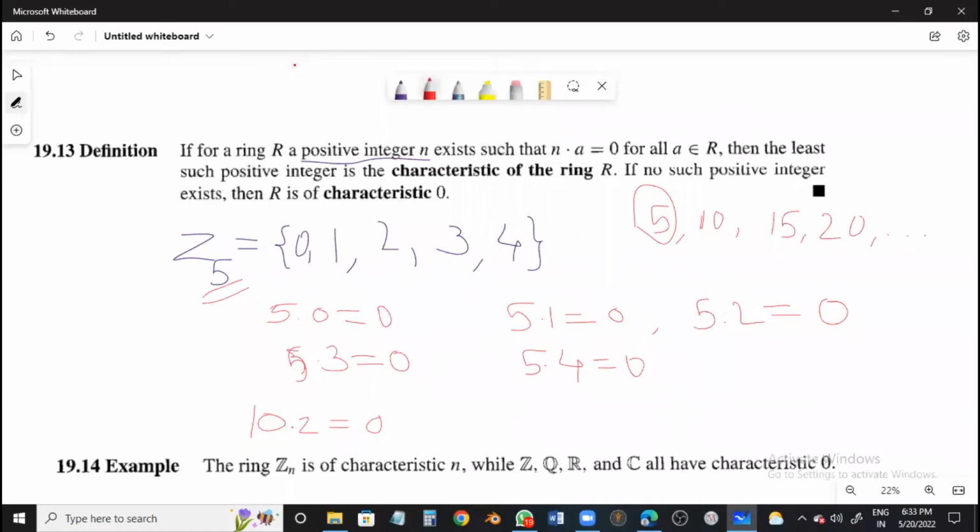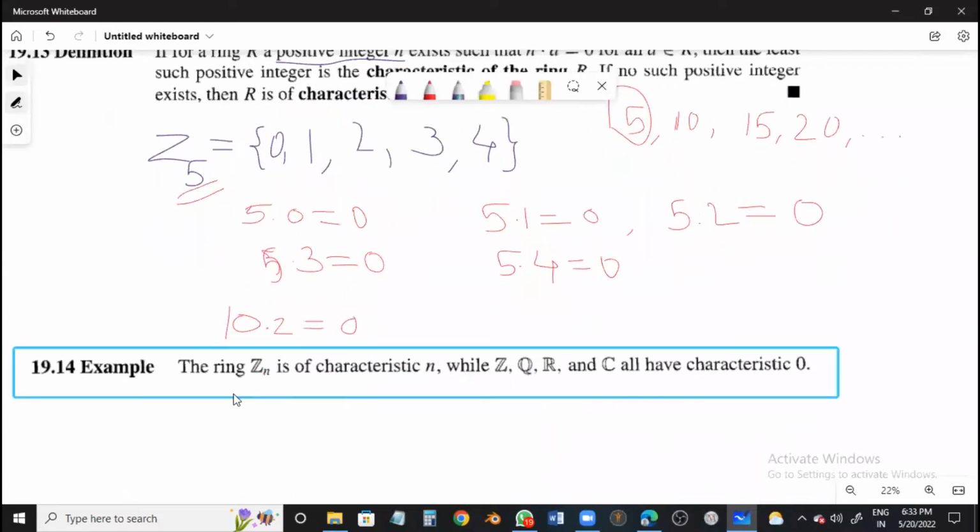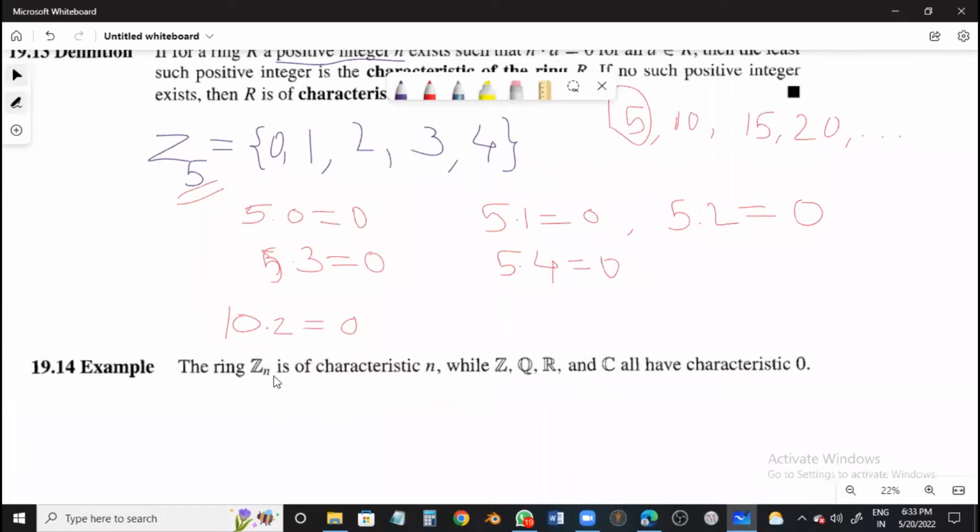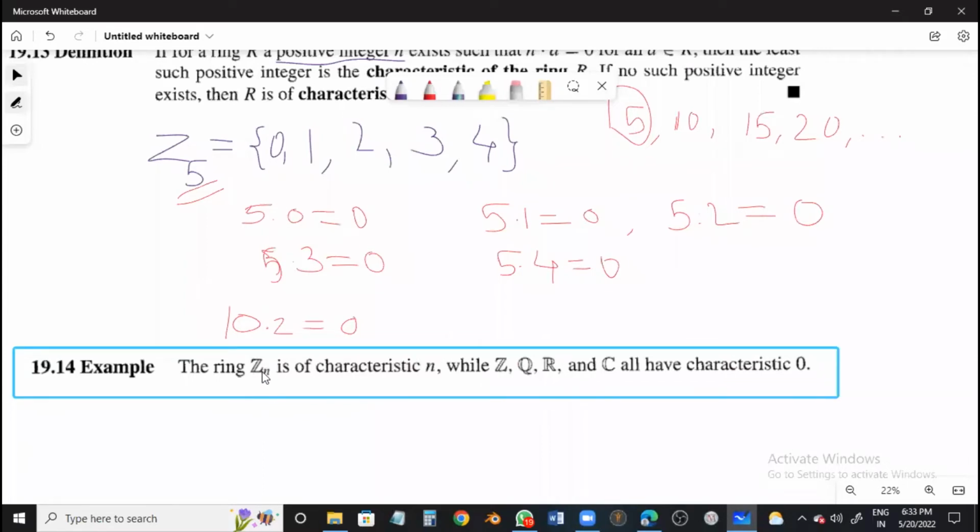Okay. Now I would like to go next. The example here shows that if I talk about Zn, it is damn sure that when I divide n by n, the remainder is always 0. So in case of Zn, we are not differentiating whether n is prime or not. For every n, the characteristic is n.